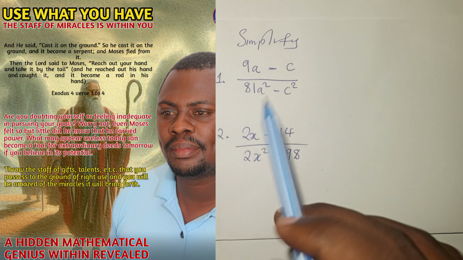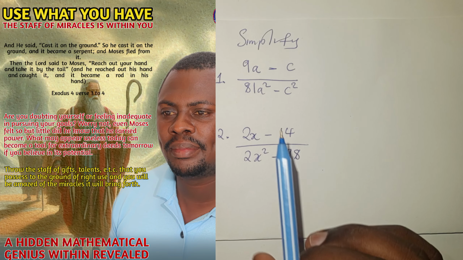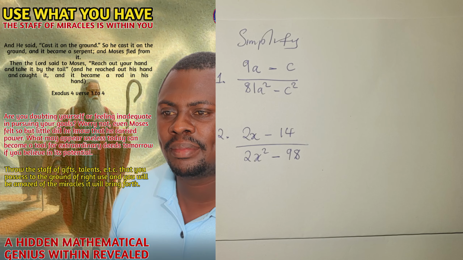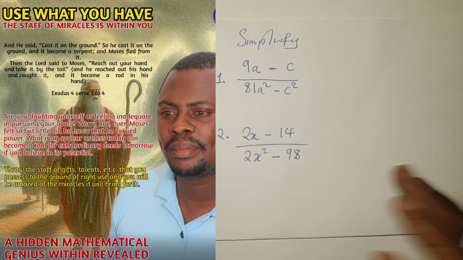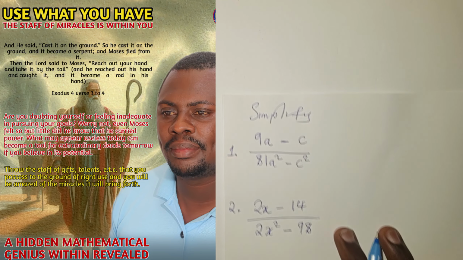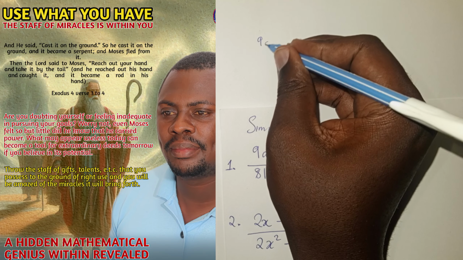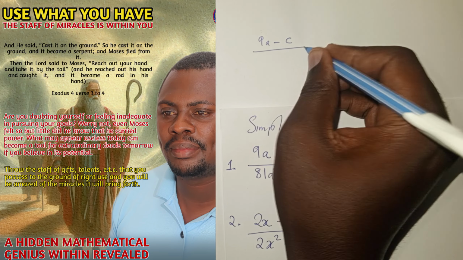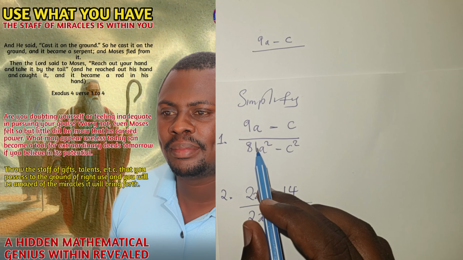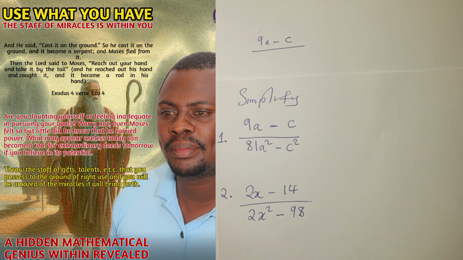Okay, so we start with the numerator. Is 9a minus c factorizable? No, because we cannot apply common factor, we cannot apply difference of two squares, and we cannot apply factorization by common factors, even searching method. So the numerator will be as it is. Okay, so we have 9a minus c over, then the denominator we have 81a squared minus c squared.